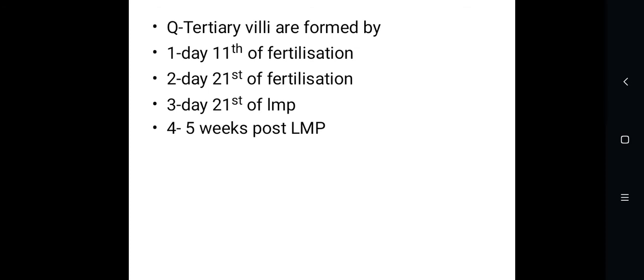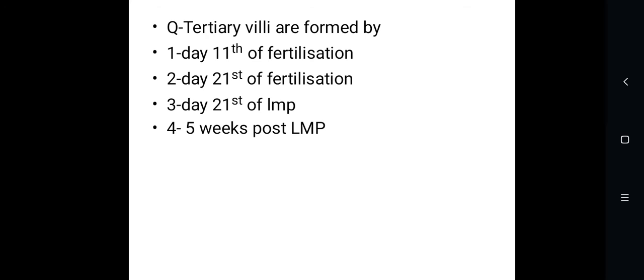Now, tertiary villi are formed by... in the previous video I told you in detail that implantation is completed by the 11th day of fertilization. That is implantation, not the formation of tertiary villi. So option 1 is not correct. Now on day 21 of fertilization, tertiary villi are formed. Yes, it is formed by the 21st day of fertilization.